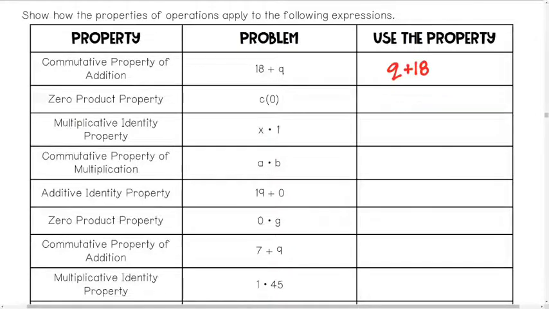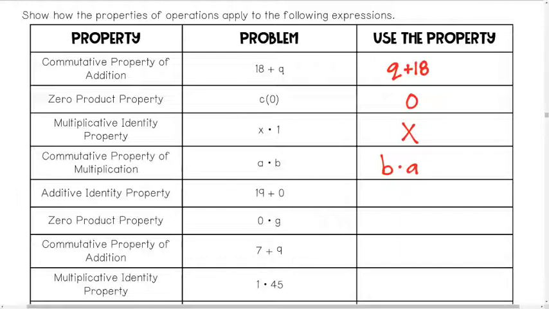If I were to use the zero product property for c times 0, that means that I would have an answer of 0, because any number times 0 is 0. The next one asks me to use the multiplicative identity property, which states that if I take any number times 1, it's going to equal that number. The commutative property of multiplication means that instead of saying a times b, I can say b times a.